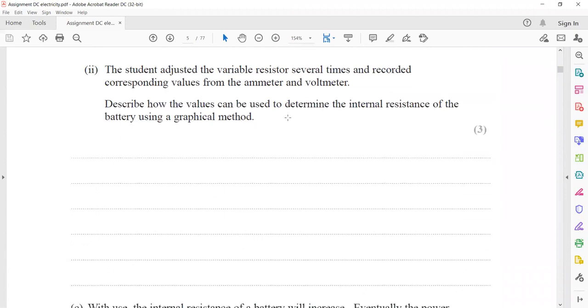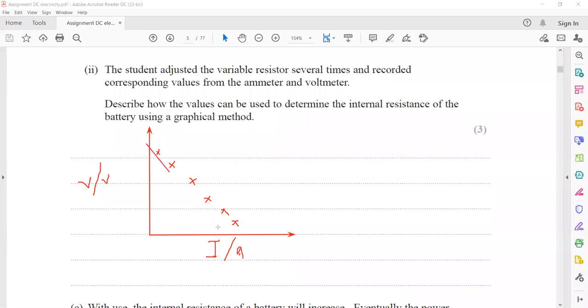The next question: the student adjusted the variable resistor several times and recorded corresponding values from the ammeter and voltmeter. Describe how the values can be used to determine the internal resistance of the battery using a graphical method. So what should the student do? The student should plot a graph between voltage on the y-axis and current on the x-axis. So this is how the graph will appear.